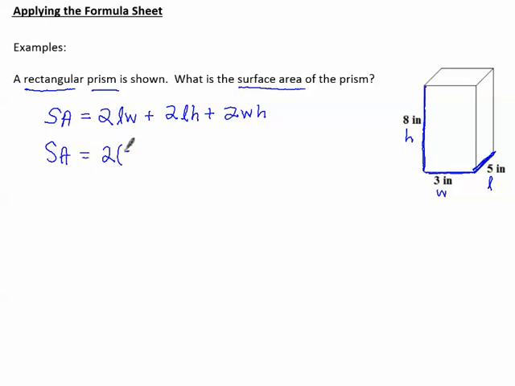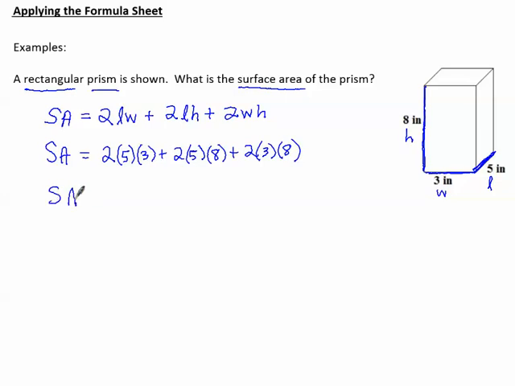Instead of L, I'm going to put 5, and I usually substitute in the number in parentheses. The W in my picture is 3, and I continue filling it into the formula. Again, the L is 5, the H is 8, 2, W, the W in my picture says 3, and the H says 8.